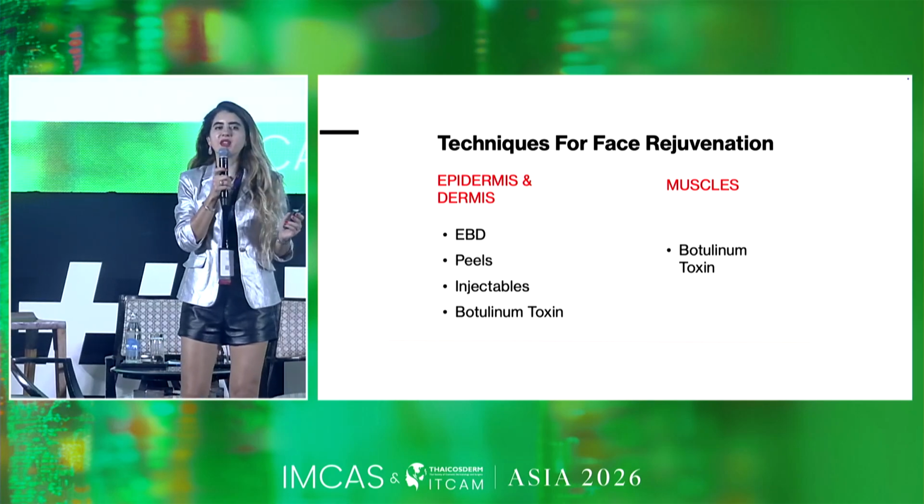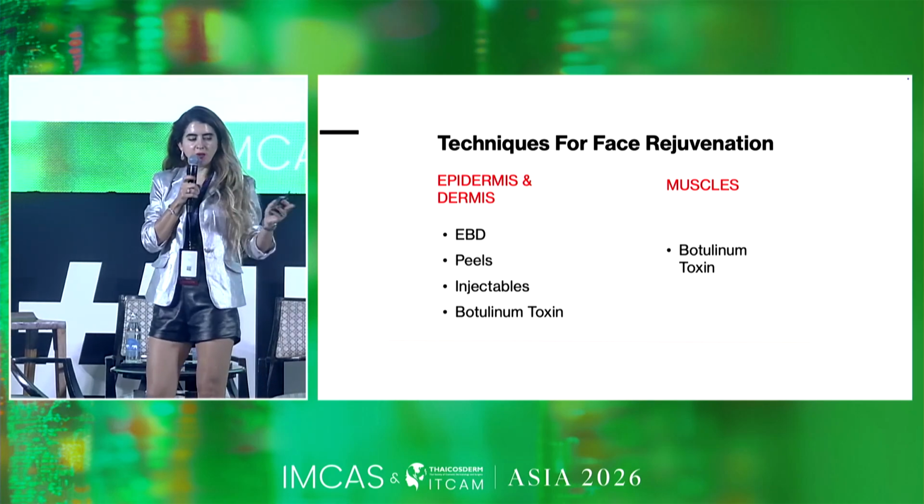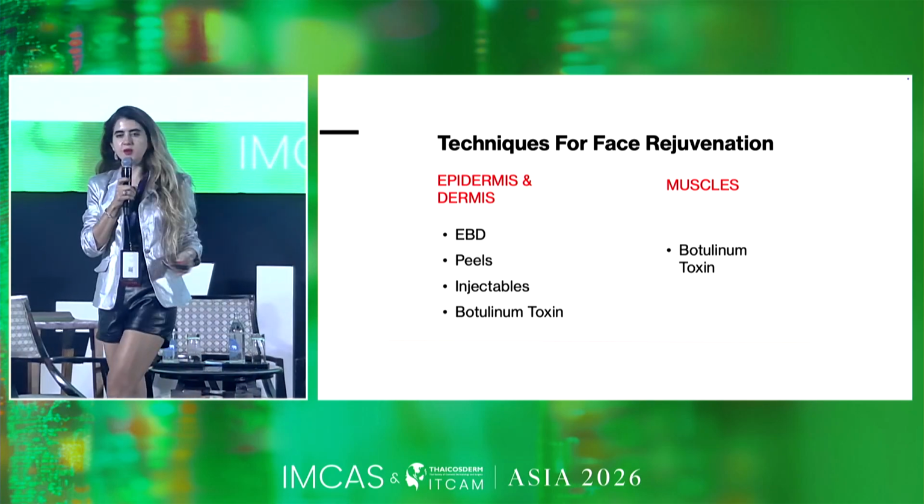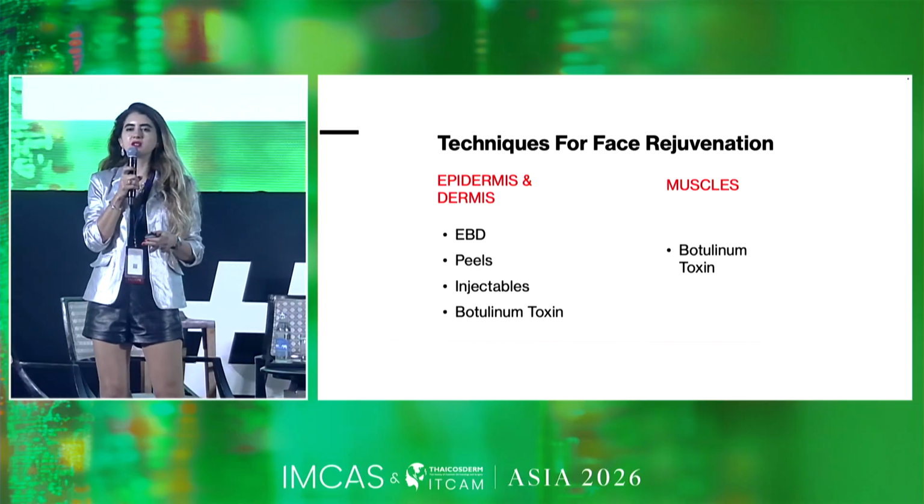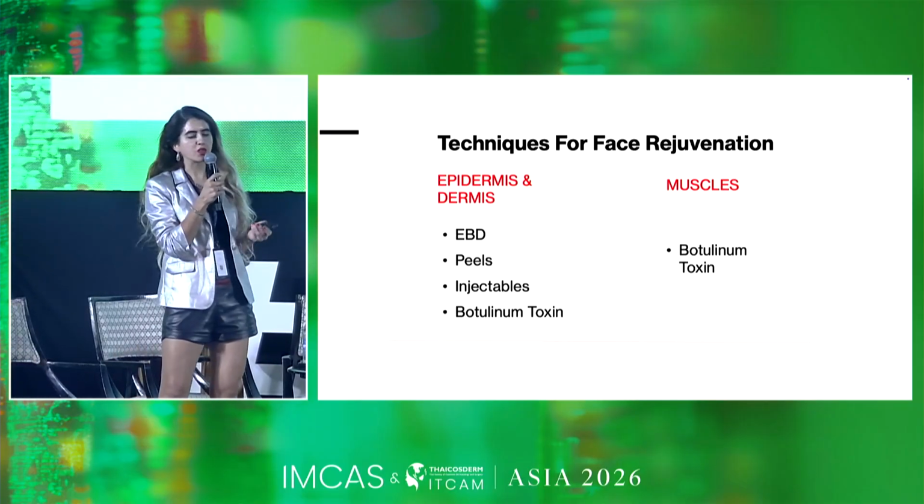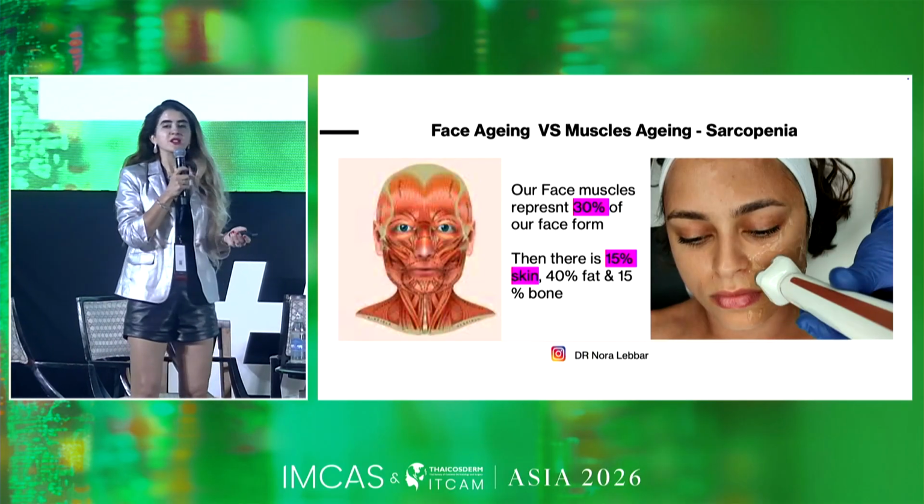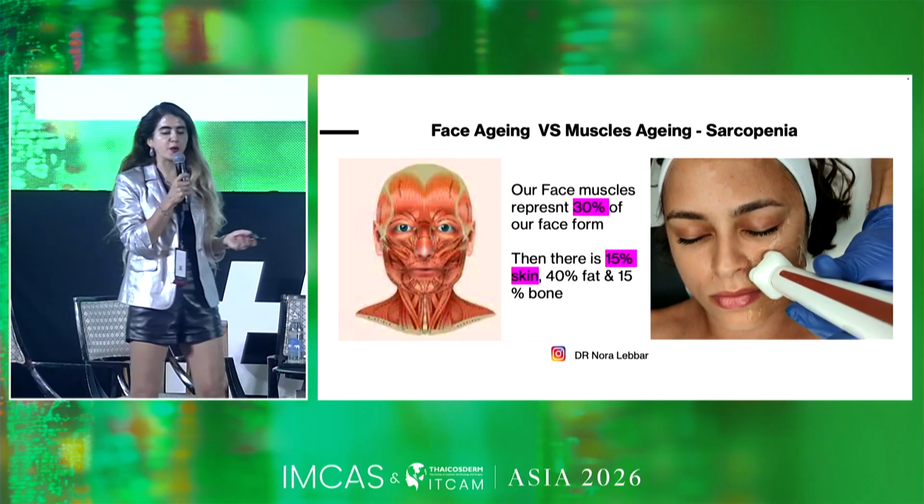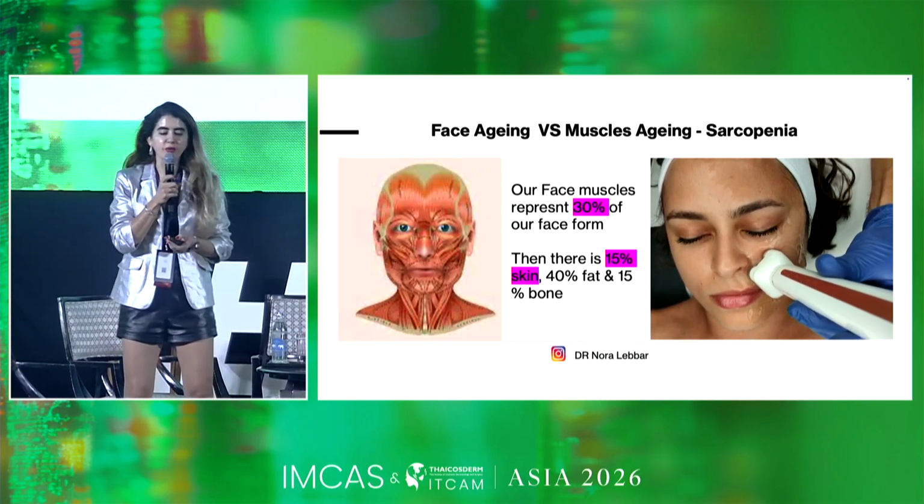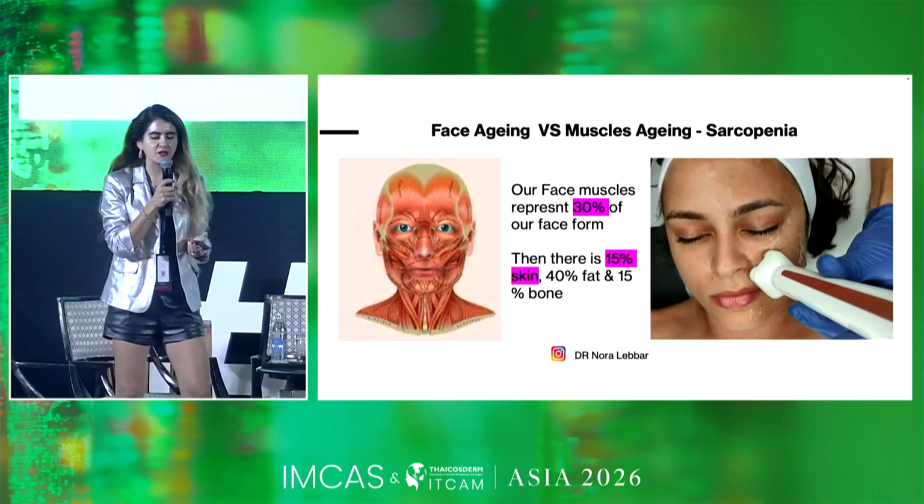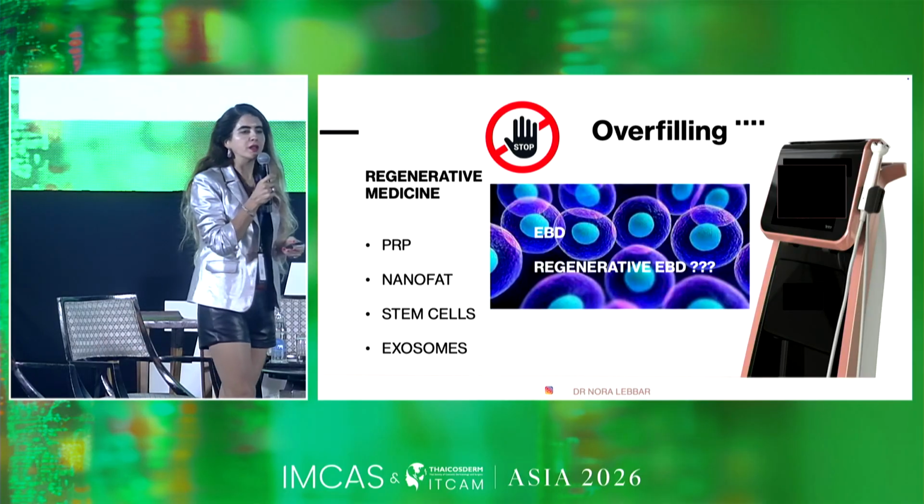So we have a lot of techniques for face rejuvenation. On the epidermis, on the dermis, we have energy-based devices, injectables, but on the muscles, we don't have a lot, unless the botulinum toxin. But you need to know that the muscles represent up to 30% of our face. The rest is skin and fat and so on. So we need to work on the muscles.